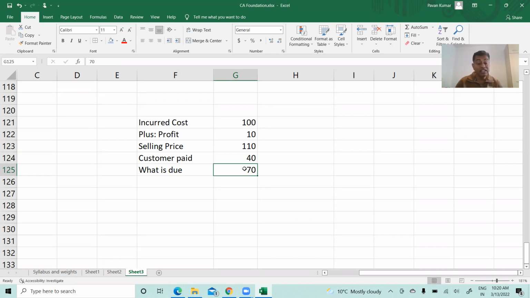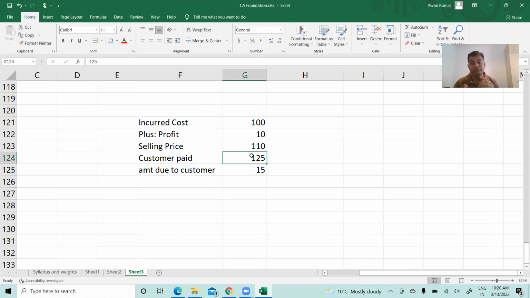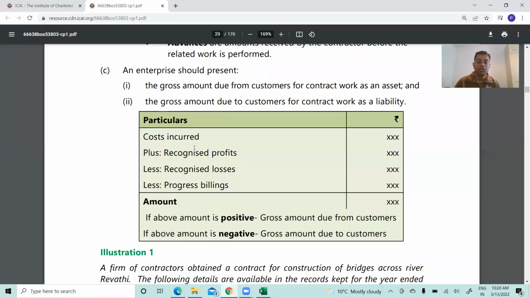Now imagine in this situation, one customer paid 125 already. So I have booked a revenue of 110 only, but customer already paid 125. So can I say the extra amount 15 is an advance I received, which I need to give back to him? It is a liability. So 15 you need to show as amount due to customer. In the previous example, when customer paid 70, 40 is due from customer. This is due to customer.